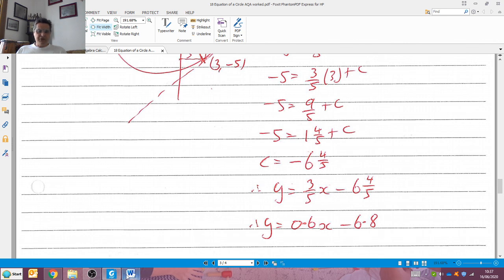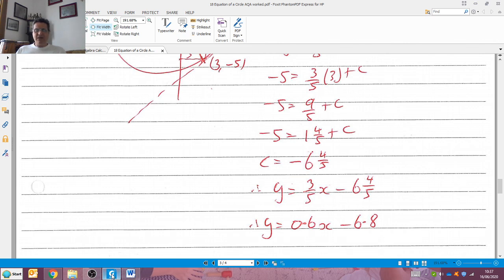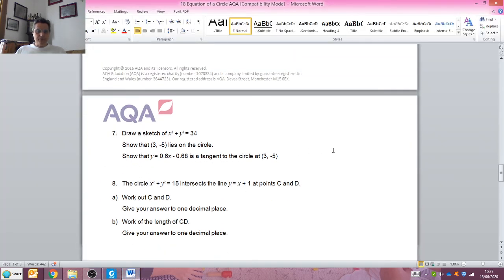Fantastic. Now I'm supposed to show that the equation is 0.6x minus 0.68, and so on. Well, have I shown it? Yes, I have, because 3/5 is 0.6 and 6 4/5 is 6.8. 4 over 5, of course, being 8 over 10, hence 6.8, and it's minus 6.8. Last question. This is getting tough. Now what? I've got a circle and I'm intersecting that line at 2 points.